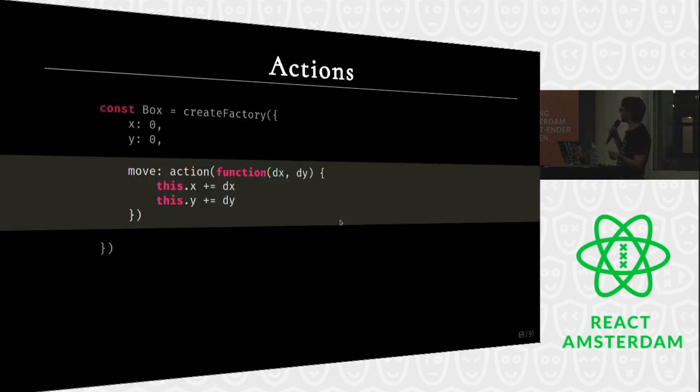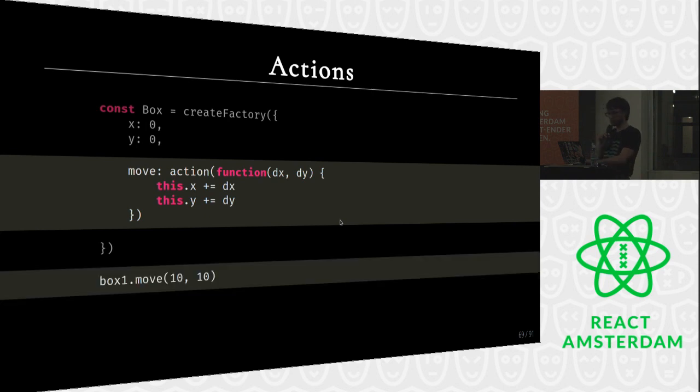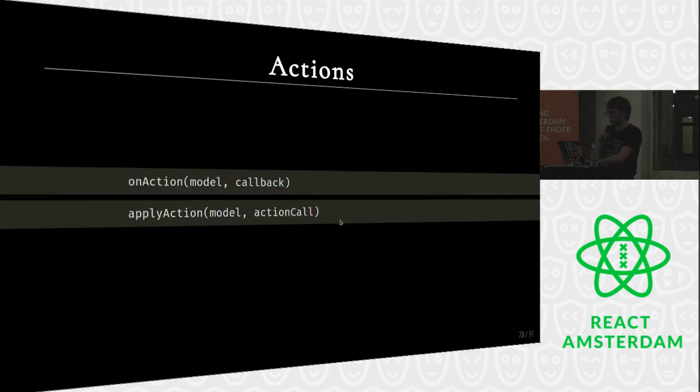So an action in MobX state tree is just like this. It's just a function. We mark it as an action, and it can just change that instance of the box. So if you move it, we just update the coordinate. We don't have to reproduce a new world, a new state here. We can just change this localized object. And so we can then just invoke that box and move it around. But for actions, there are two functions. We can listen to the fact that an action was invoked, and we can say, please apply this action back to this object. So we can replay it.